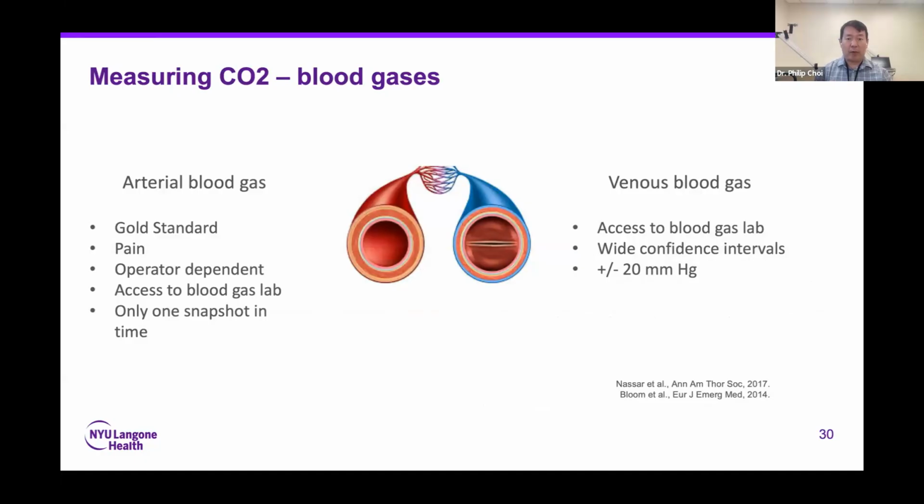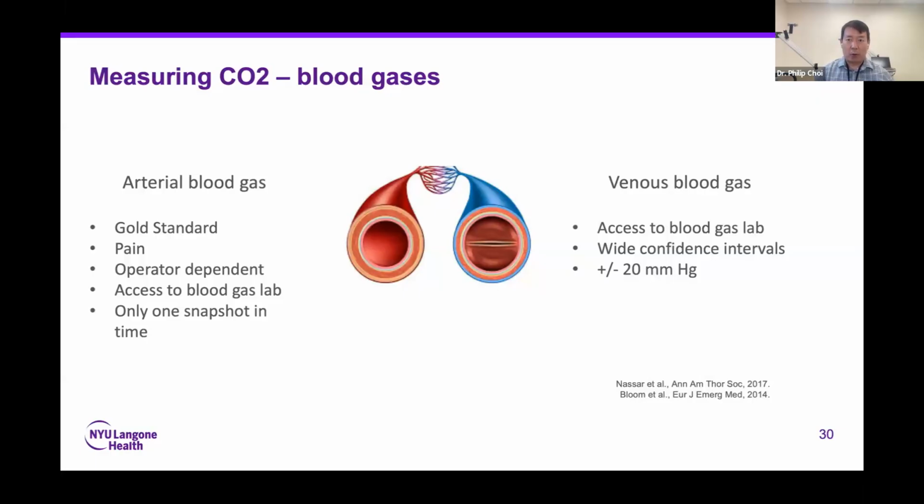This was part of a study where they were able to get arterial blood gases. But when we think about patient care, we have to think about what's feasible and practical. So when we think about measuring PCO2 in the outpatient setting, there are multiple different ways that we can think about doing this. Really, our gold standard is arterial blood gas. So this is our gold standard, but there are multiple limitations. One in particular is pain. Two is that it's operator dependent.